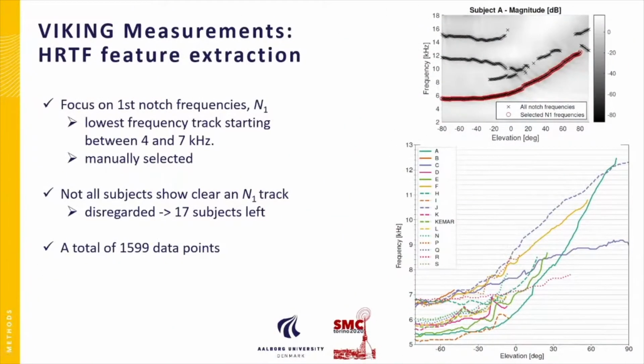As mentioned previously, our focus was on the lowest notch frequency track, which typically starts between 4 and 7 kilohertz. What we did was that for each subject we manually selected this track based on visual inspection. What we observed was that not all subjects show a clear N1 track, and in the cases where that happened, those subjects were disregarded. This left a total of 17 subjects.